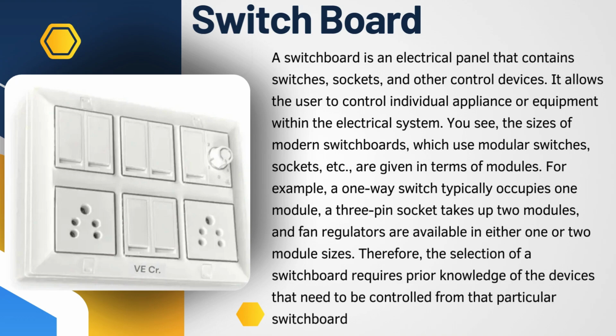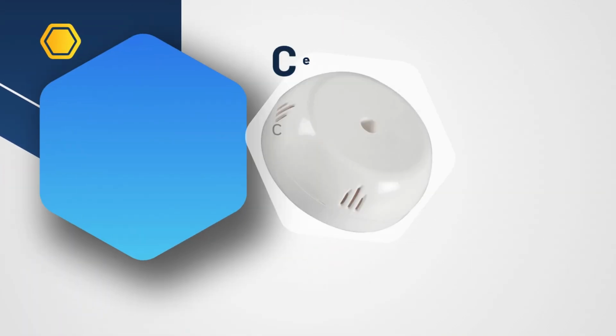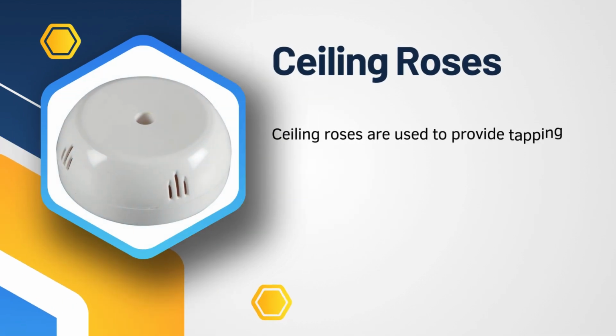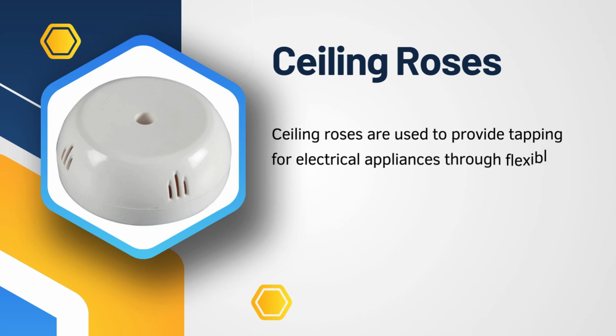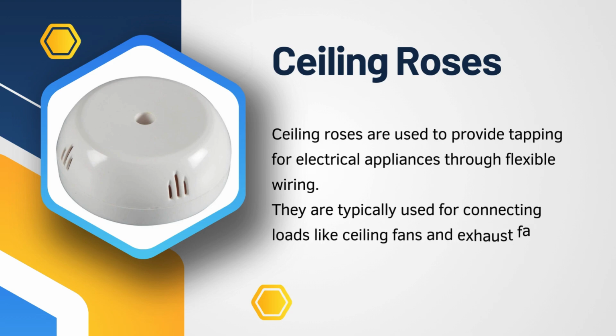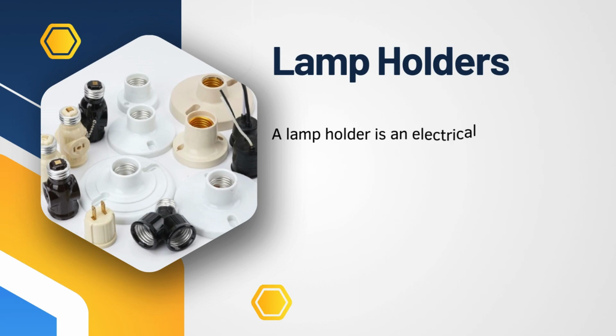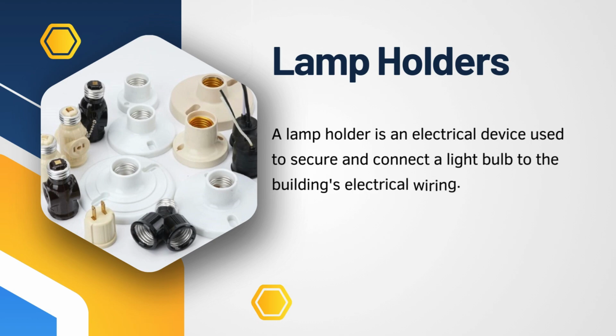Therefore, the selection of a switchboard requires prior knowledge of the devices that need to be controlled from that particular switchboard. Now, let's talk about the ceiling roses. Ceiling roses are used to provide tapping for electrical appliances through flexible wiring. They are typically used for connecting loads like ceiling fans and exhaust fans. Now moving on to lamp holders. A lamp holder is an electrical device used to secure and connect a light bulb to the building's electrical wiring.